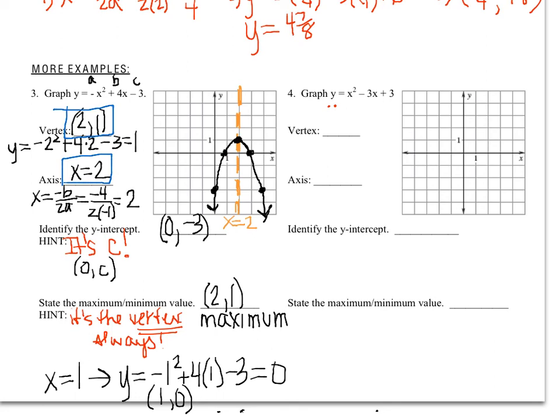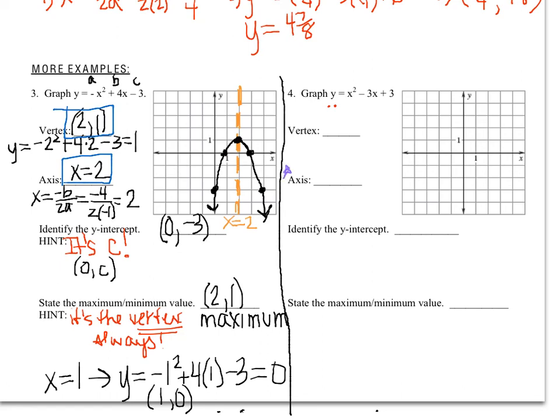Okay, let's do this last problem together. I'm going to do this with you just because I know this is new and I think it's probably more helpful to see as many possible problems as you can. So I'm going to just pick a different color here. We're going to graph y equals x squared minus 3x plus 3.